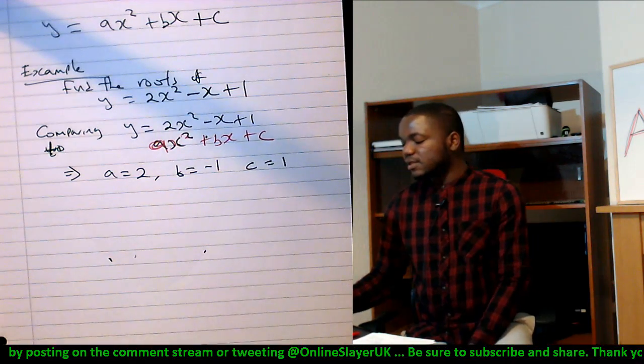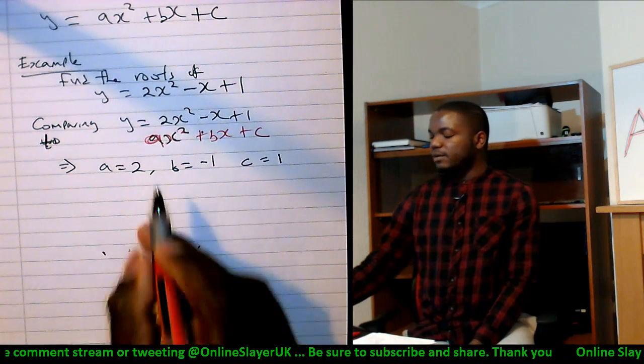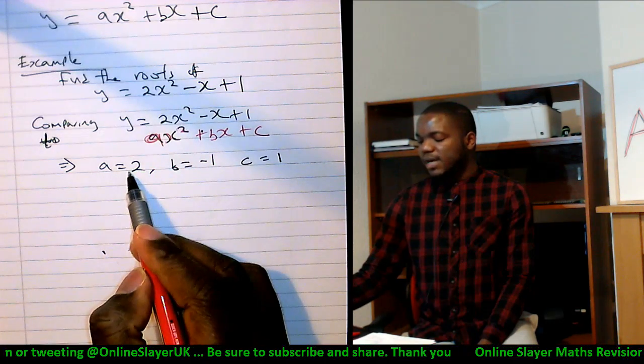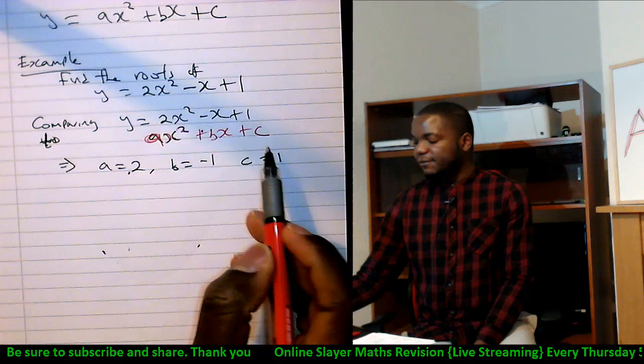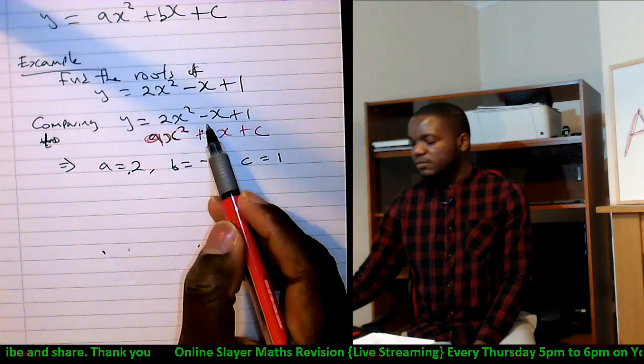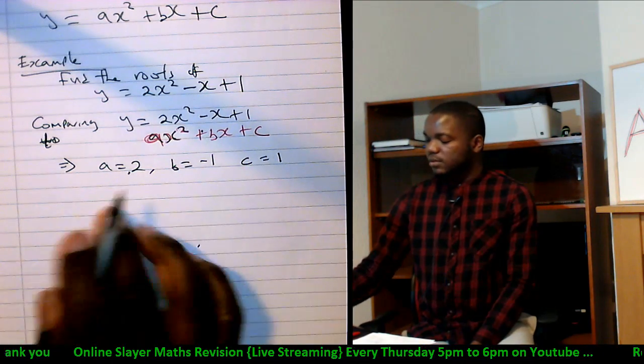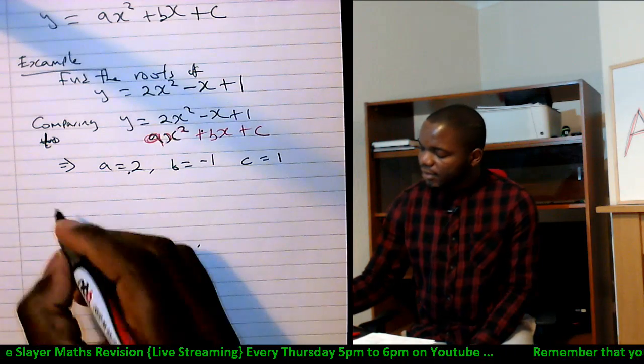1 in this case. If you had minus 2x squared, your a will be minus 2. If you had minus 1, your c will be minus 1. And if you had plus x, your b will be 1. So this is the case in this problem.